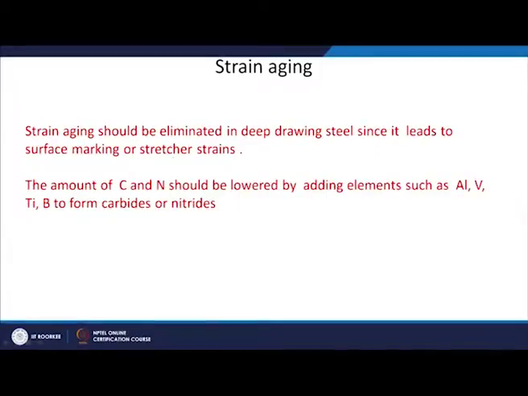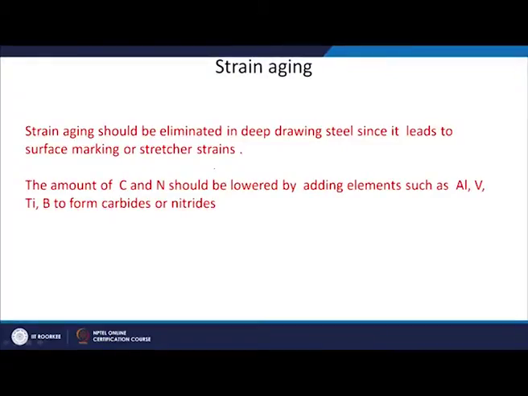Strain aging should be eliminated. For example, in deep drawing steels, it leads to surface marking or stretcher strains. The amount of carbon and nitrogen should be lowered by adding elements such as aluminum, vanadium and so on. These atoms will react and form carbides and so on, so there will not be interstitial atoms.